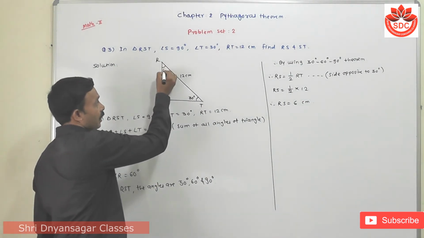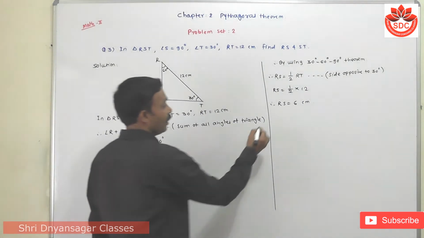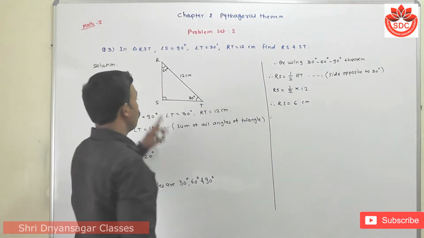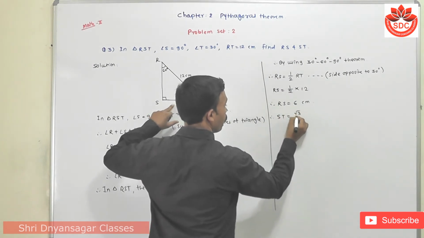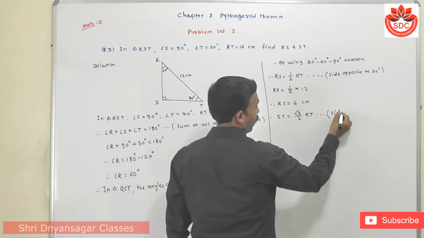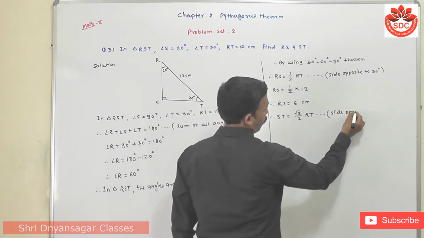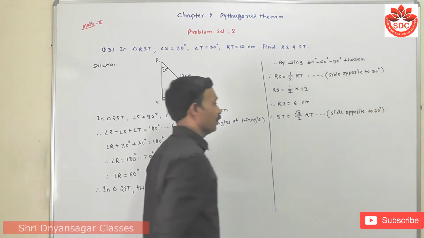This is the 60 degree angle. We have to find out here. Angle R is 60 degrees. So the side opposite to 60 degrees means that ST is equal to root 3 upon 2 times its hypotenuse. The reason is that it is the side opposite to 60 degrees.